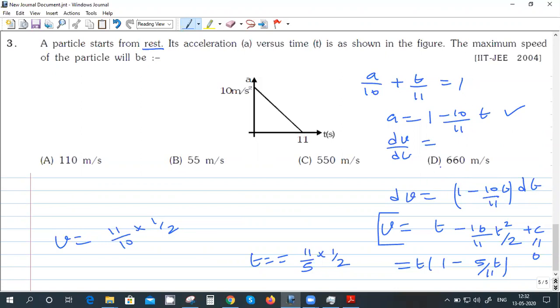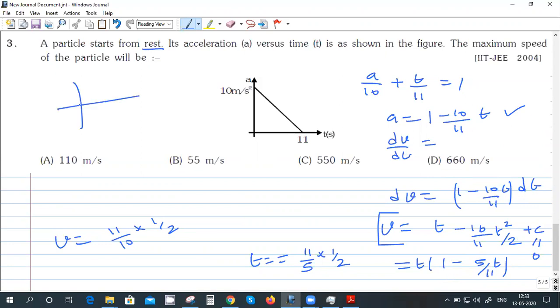Okay, from that I'm getting dv by dt. A is dv by dt. So integral of 1 is t. Integral of 10 is t square by 2 plus constant, that is 0. So maximum speed of the particle will be, right? V is maximum at this result, you know, right?